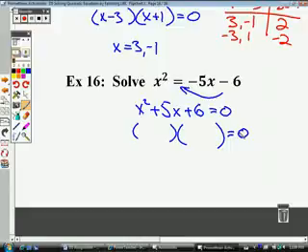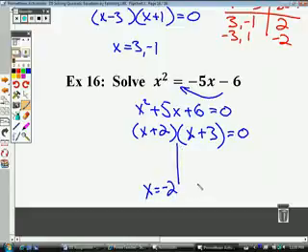Yes, it is trial and error. Factors of 6 will make 5. 2 and 3, that's right. 2 and 3 make 5. So 1 of them is 2. 1 of them is 3. Yeah, the final answer is x minus 2, x minus 3. Okay?